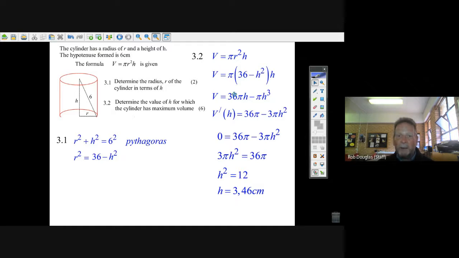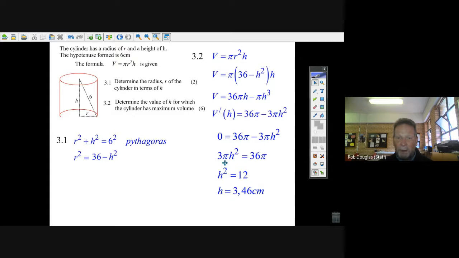Now we need to find the derivative in order to find a maximum. So we use the derivative with respect to h. We go 1 times 36 pi, you get 36 pi. 3 times pi, and then you subtract 1 from the power. There's the derivative. And if we're finding a maximum or minimum, we make the derivative equal 0. It's the turning point of this function. Okay, now we just have to solve it.